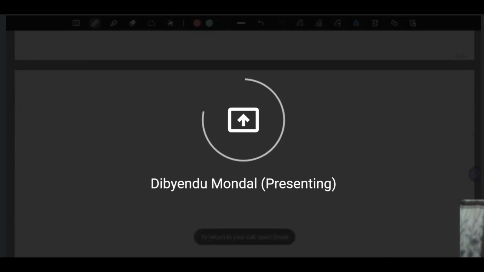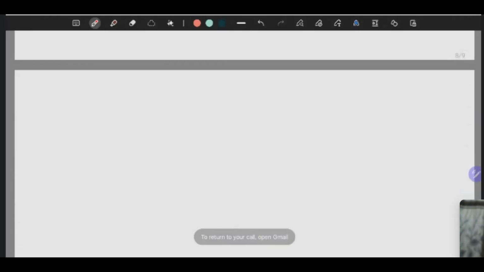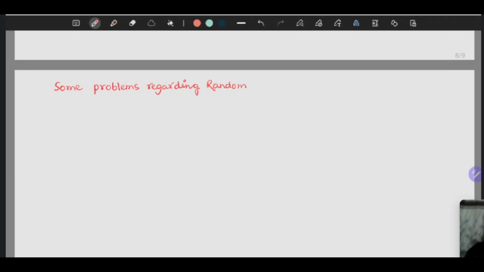So basically we will discuss some problems regarding random walk, and we will see specifically a few problems and how this tool is useful to address a few real-life problems.